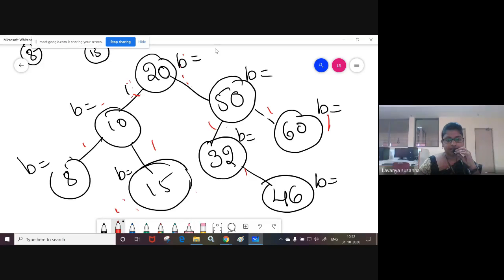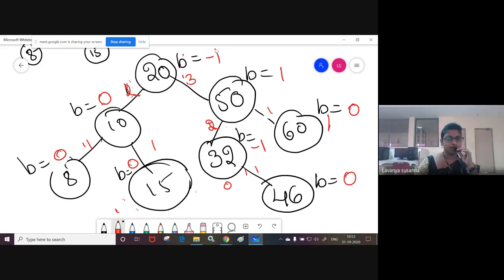Find the balancing factor. 2, 3. 2 minus 3 minus 1, that is 1, 1, 0. The balancing factor for leaf nodes will be 0, okay? 0, 1, minus 1. 1, 2, 2, 1. 2 minus 1 is 1. Okay, see here, the tree is balanced.